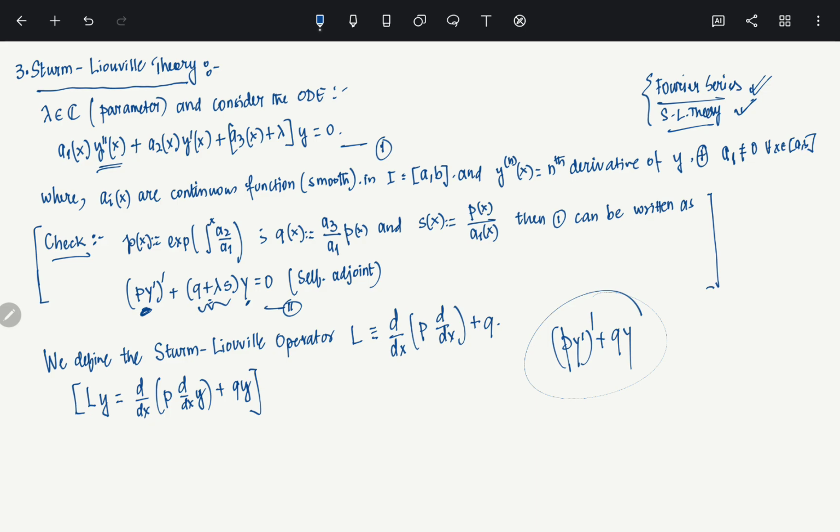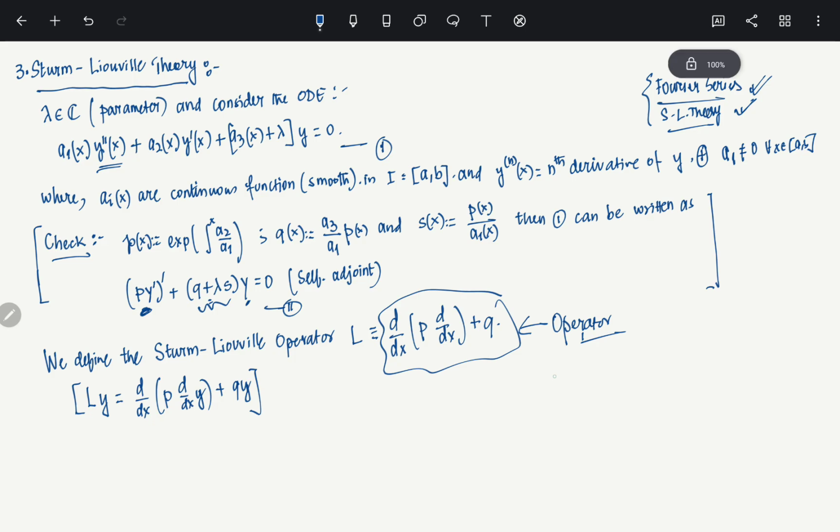Let me emphasize a little bit: what do I mean by an operator? Here L is a function. This object, we are calling an operator. What does it mean? It means that if you feed it, you see, a function is what?